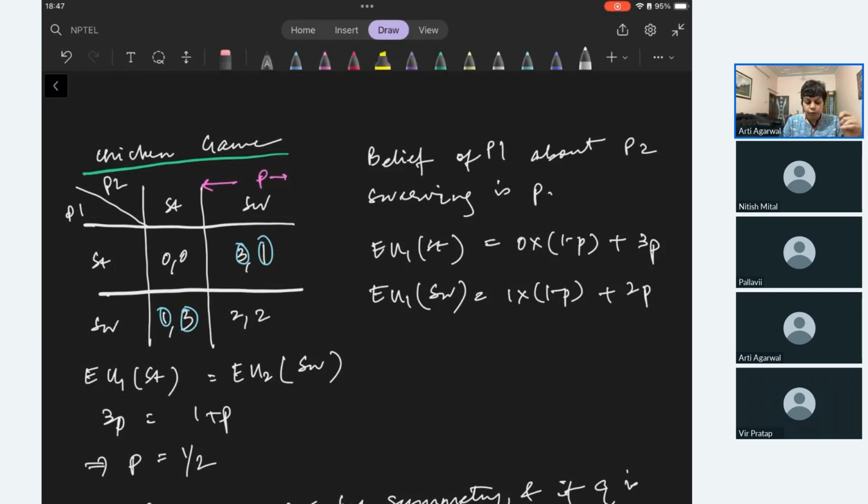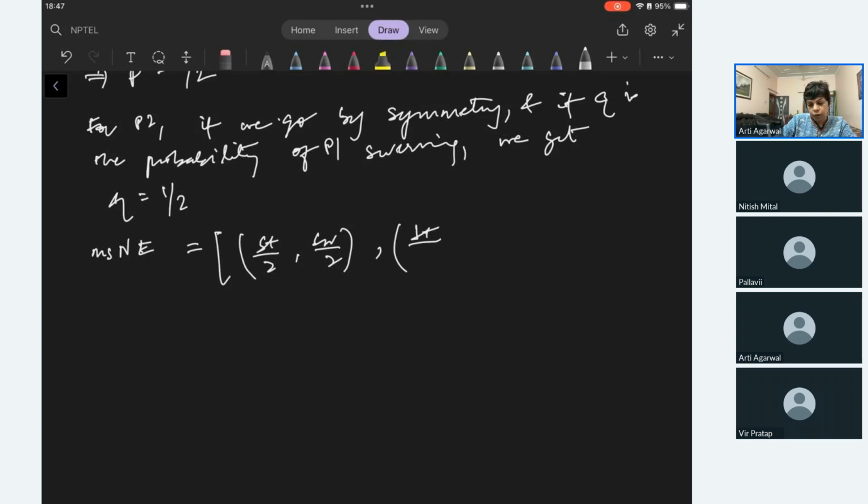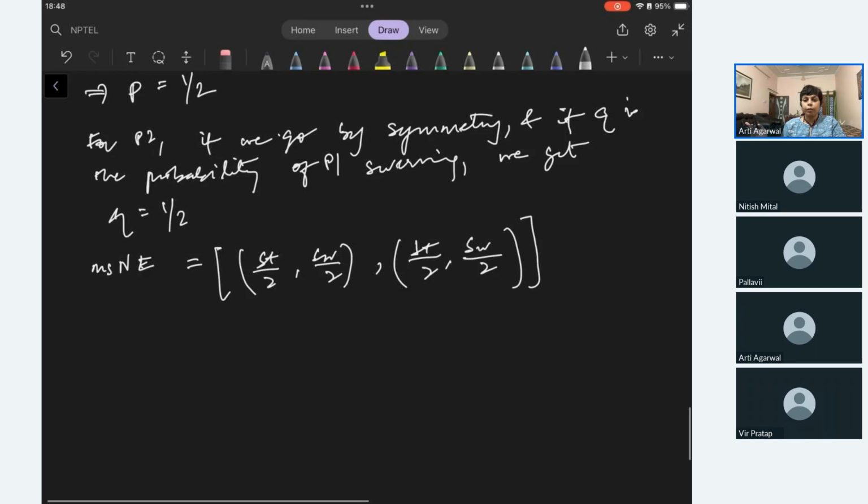So in this case, what we write as MSNE is, first you write the strategy of the first player: straight 1/2, swerve 1/2, and then of the other player. This is just the notation. What we mean by 1/2, 1/2 is straight into the probability, which is 1/2, swerve into the probability, which is 1/2. In this case, both are half. Sometimes it can be 1/4, 3/4, things like that. So that's how you report your answer.